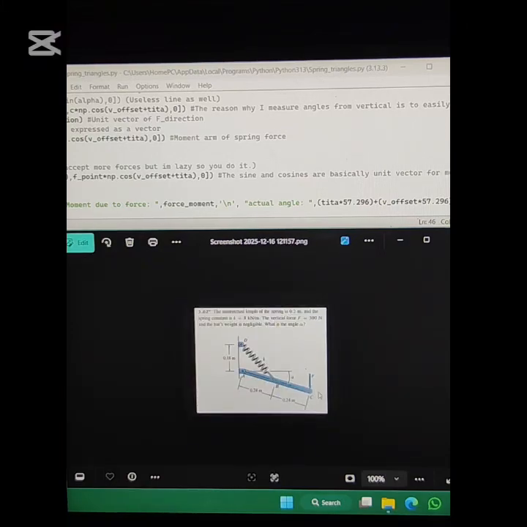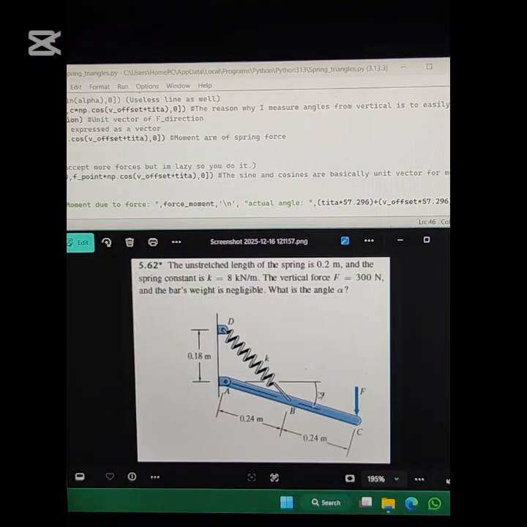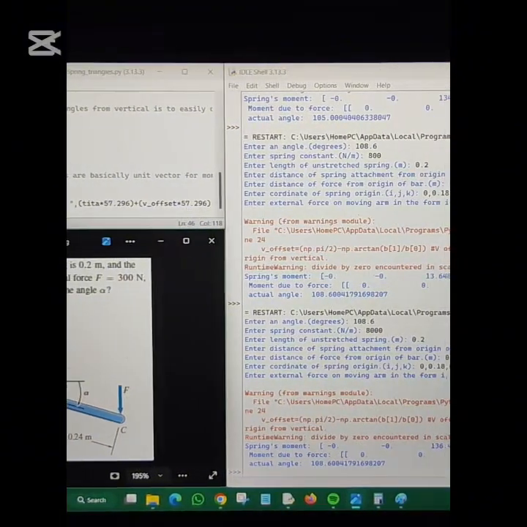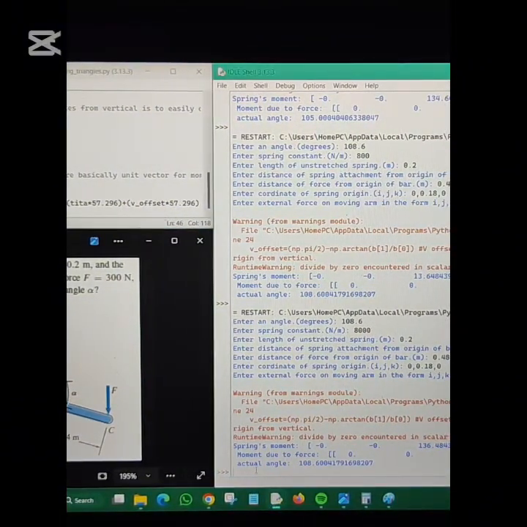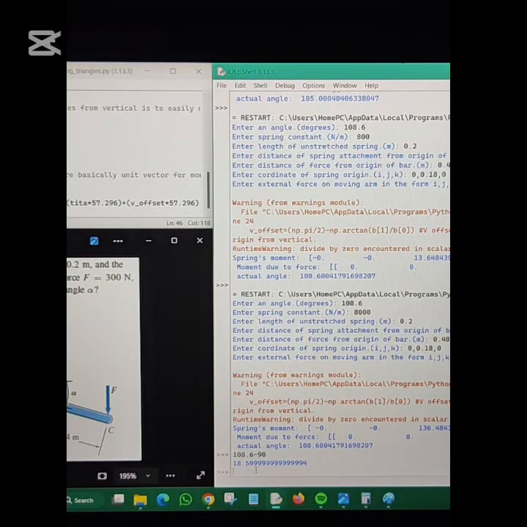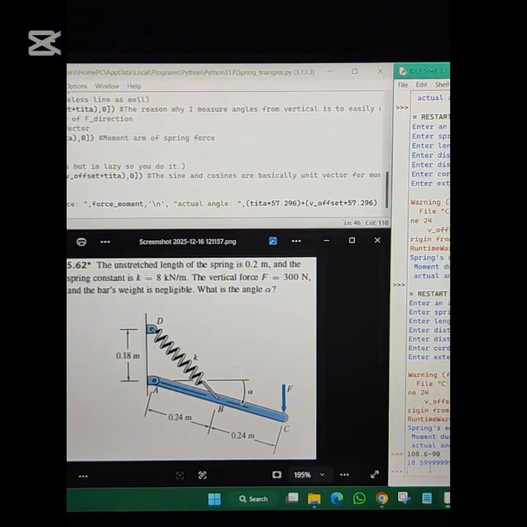Have I just been wasting my time? Have I wasted your time? Well, don't worry. What happened is my program measures angles from this vertical. This is because it makes it easier to derive the direction of the spring force. The spring force direction constantly changes with angle because the length of the spring changes as you move it up. In order to get this angle, you see this is 90 degrees. So we just have to take the answer we got here, 108.6 minus 90. Yes, so you see we get 18.59, which is basically 18.6.